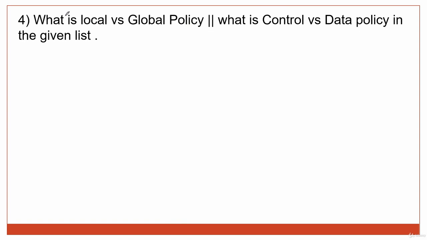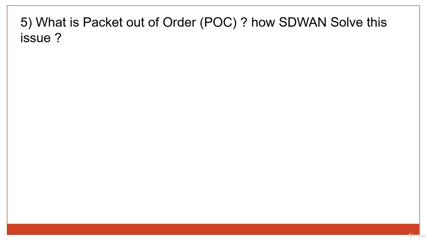That's it, so let's just stop here. Now the next tricky question, question number 5, maybe: what is packet out of order in SD-WAN and how does SD-WAN solve this issue? Now this may not be related to Cisco Viptela, but to other SD-WAN solutions, for example Silverpeak, because Silverpeak is creating purely optimized solutions, and the code or algorithm of Silverpeak is used by so many vendors.